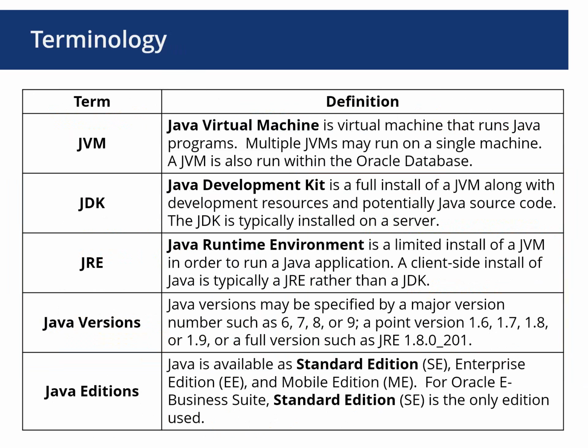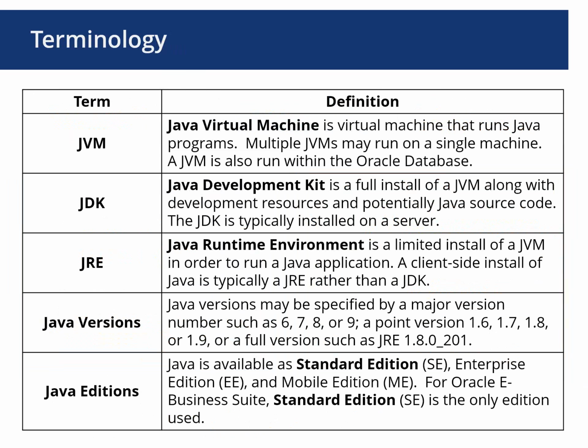In order to get a JVM installed on my system, I actually install one of two things, either the Java Development Kit or the Java Runtime Environment. If I have a server and I'm going to install Java on my server, I'm going to install the JDK, which is the Java Development Kit. That's a full installation of Java that includes the JVM, but a lot of other stuff to allow me to do development, sign code, things like that, and bundle code up to be released to people.